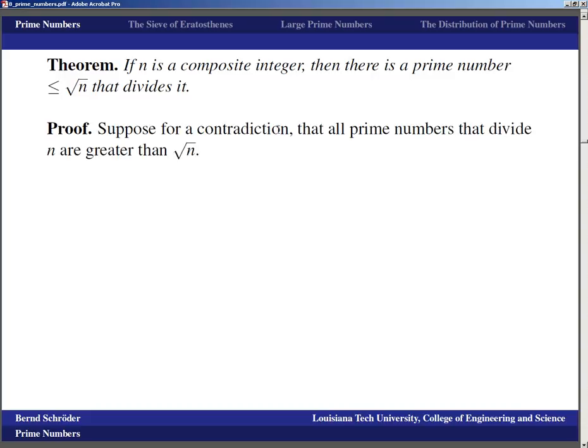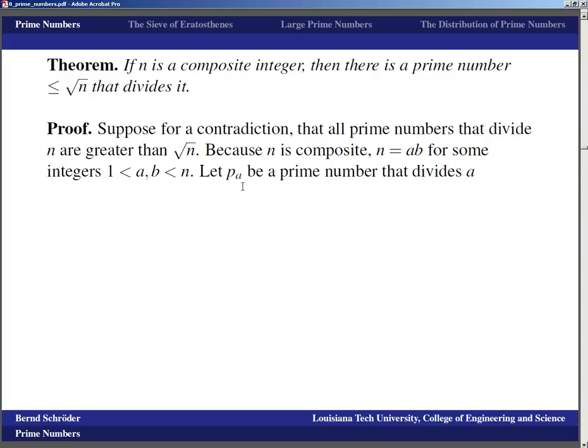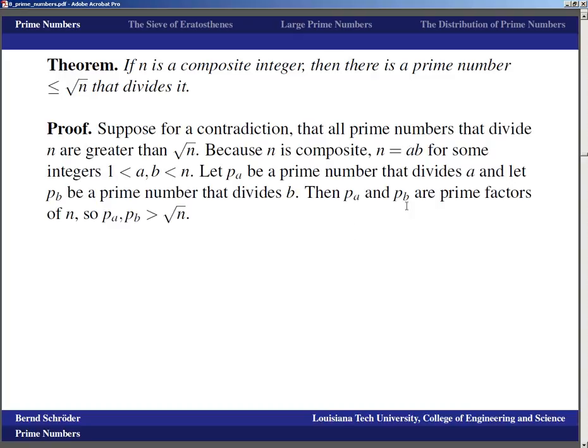We suppose for a contradiction that all prime numbers that divide n are greater than root n. Well, then because n is composite, n is a times b for some integers between 1 and n. And then we can take a prime number pa that divides a and a prime number pb that divides b, right? Be careful there. A and b could be composites also. But then pa and pb are prime factors of n, and that means pa and pb are greater than the square root of n, and that means n is greater or equal to pa times pb, which is strictly greater than root n times root n, and that would mean we have shown that n is strictly greater than n, and that's a contradiction, and that's the end of the proof.